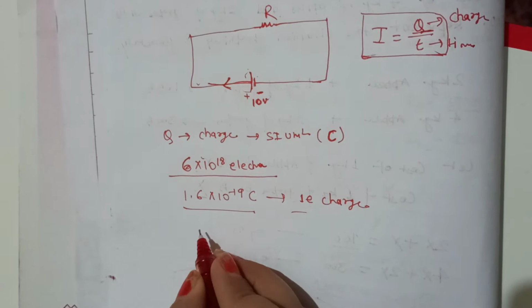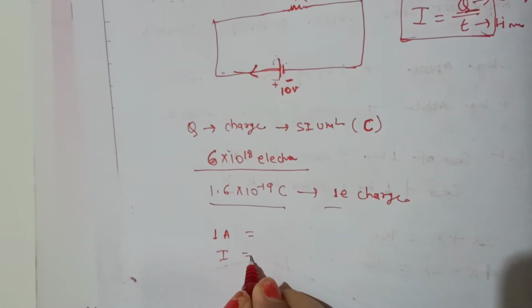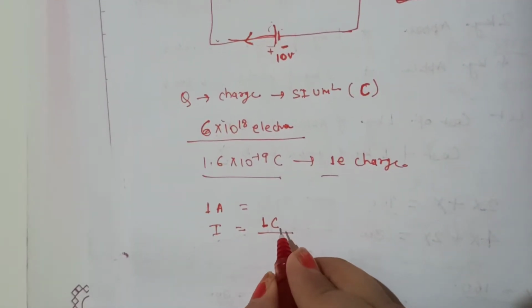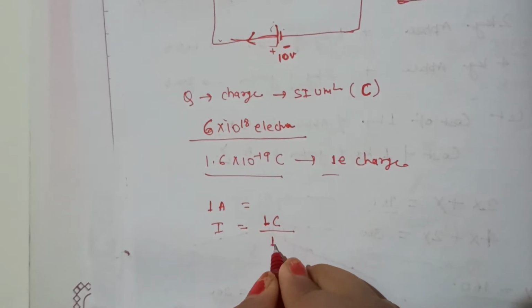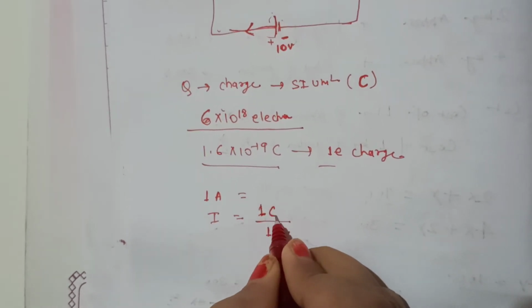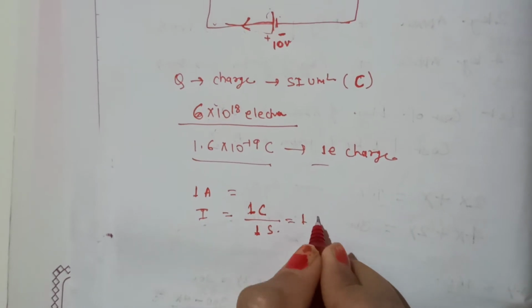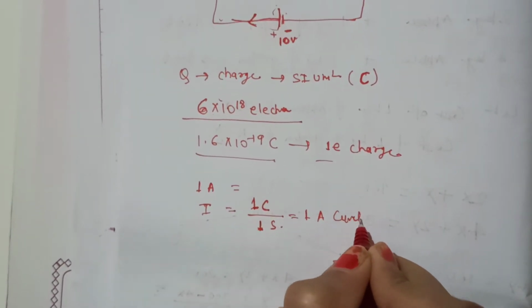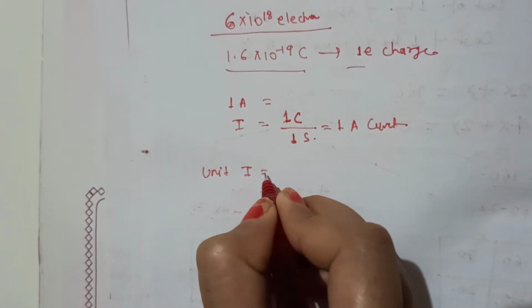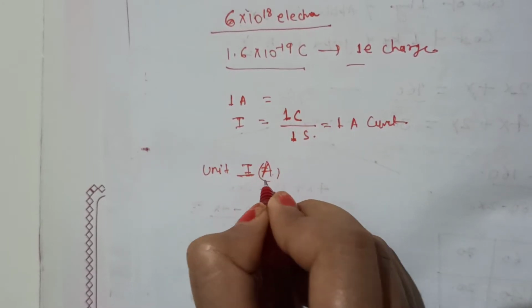Now what will be the current? We can say I is 1 ampere when 1 coulomb of charge is flowing for 1 second. So if 1 coulomb of charge flows through one cross section for 1 second, it will give 1 ampere current. So the unit of current I is ampere.